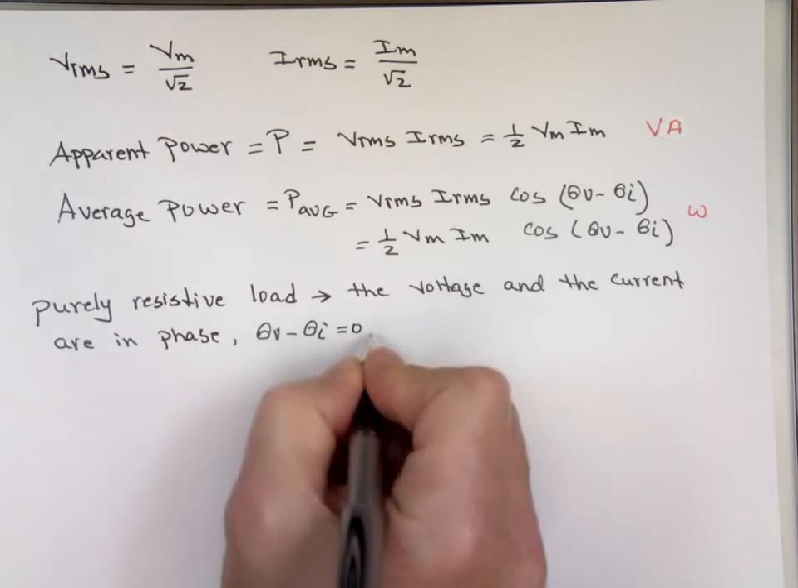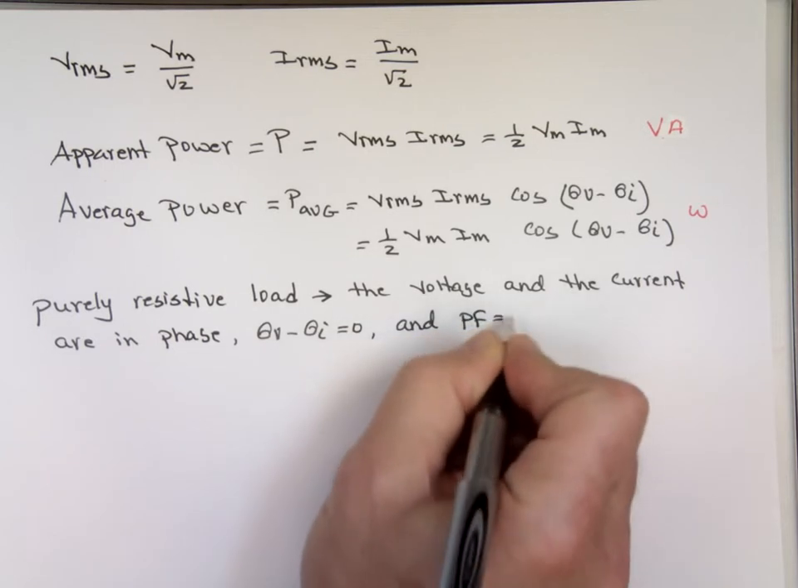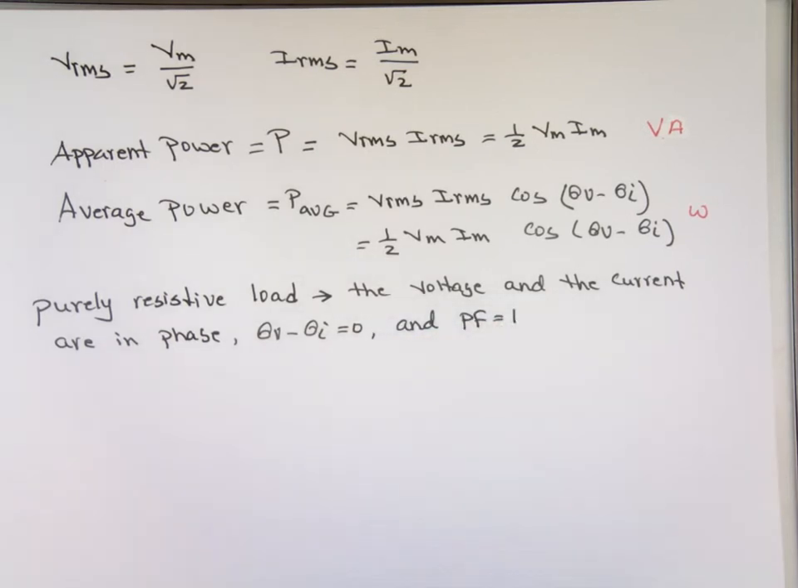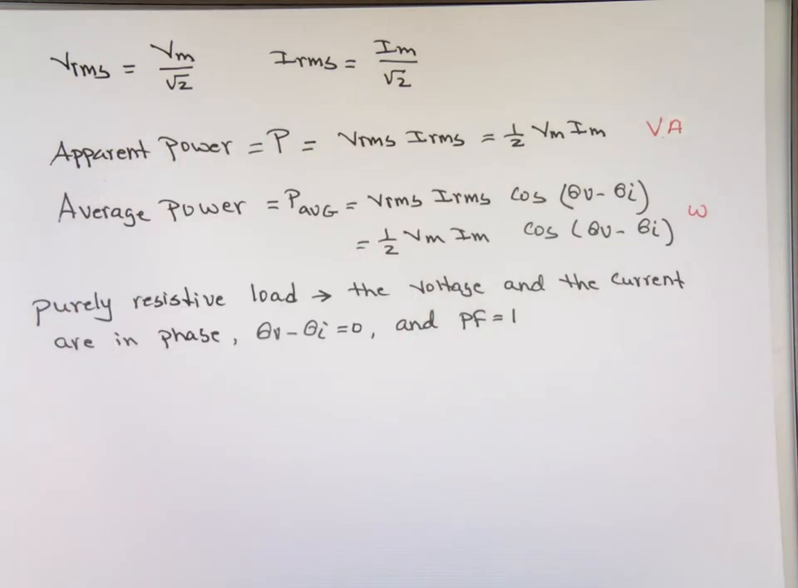And the power factor will be what? One. So what does that mean? Your apparent power and your average power will be the same in that example. Will be the same value.